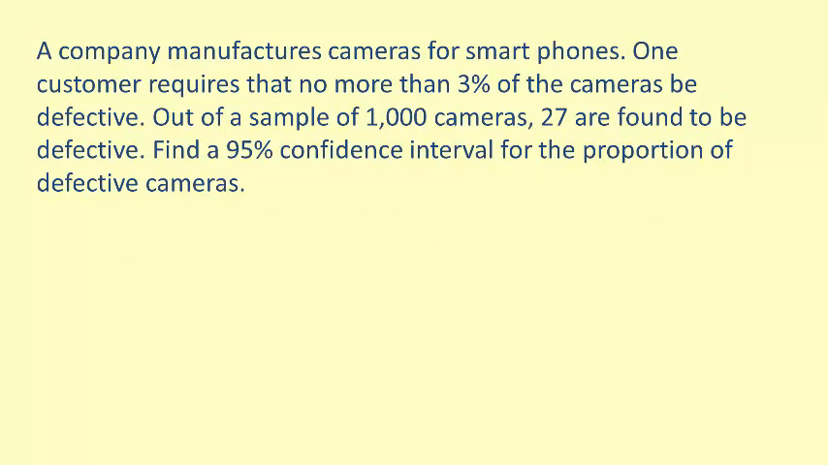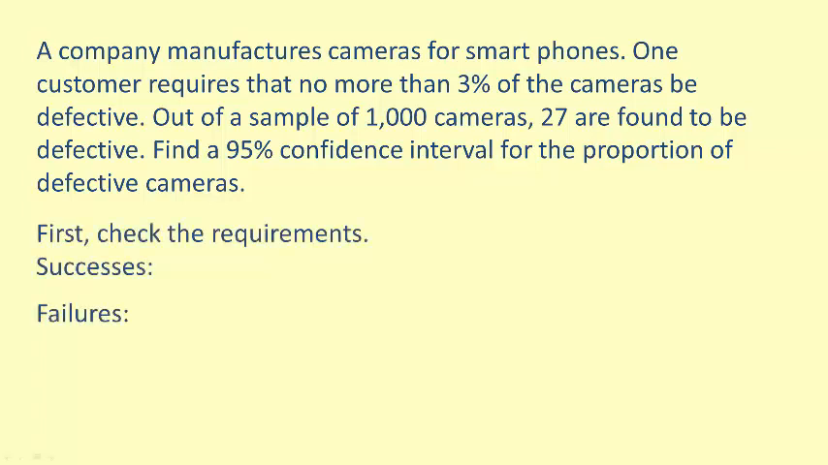Now, let's try a problem that involves creating a confidence interval for a proportion. A company manufactures cameras for smartphones. One customer requires that no more than 3% of the cameras be defective. Out of a sample of 1,000 cameras, 27 are found to be defective. Find a 95% confidence interval for the proportion of defective cameras.